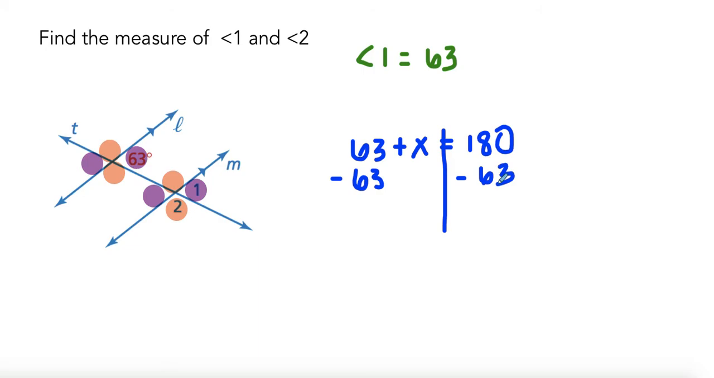63 minus 63 cancels out to be 0, and I can bring down my x. 180 minus 63 equals 117. So to answer this question, the measure of angle 2 equals 117 degrees.